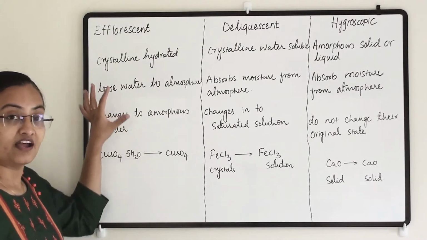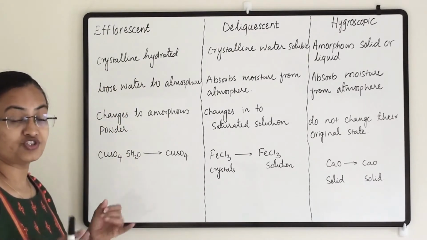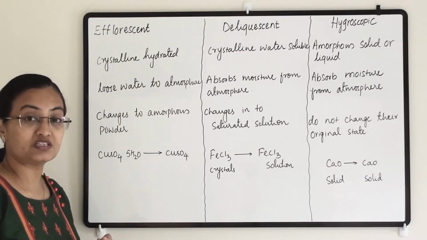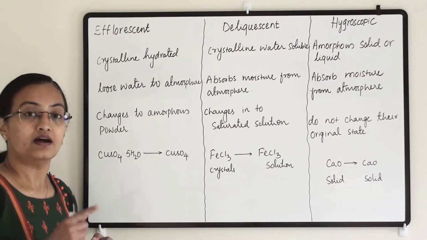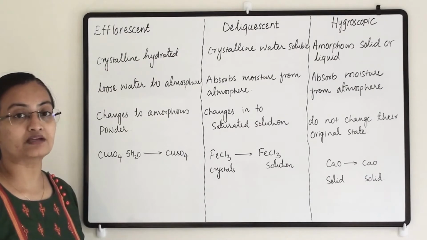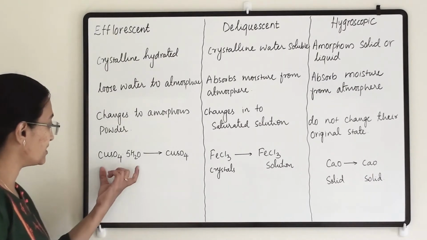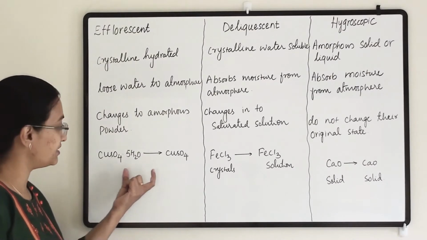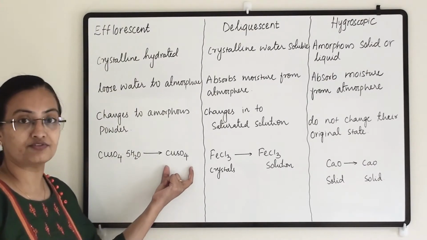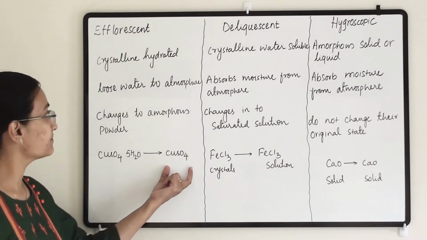So these are efflorescent substances, which are crystalline hydrated substances. They tend to lose water when we keep them open, and ultimately they convert back to amorphous powder. And what is the example? Copper sulfate pentahydrate will convert into copper sulfate anhydrous crystals.